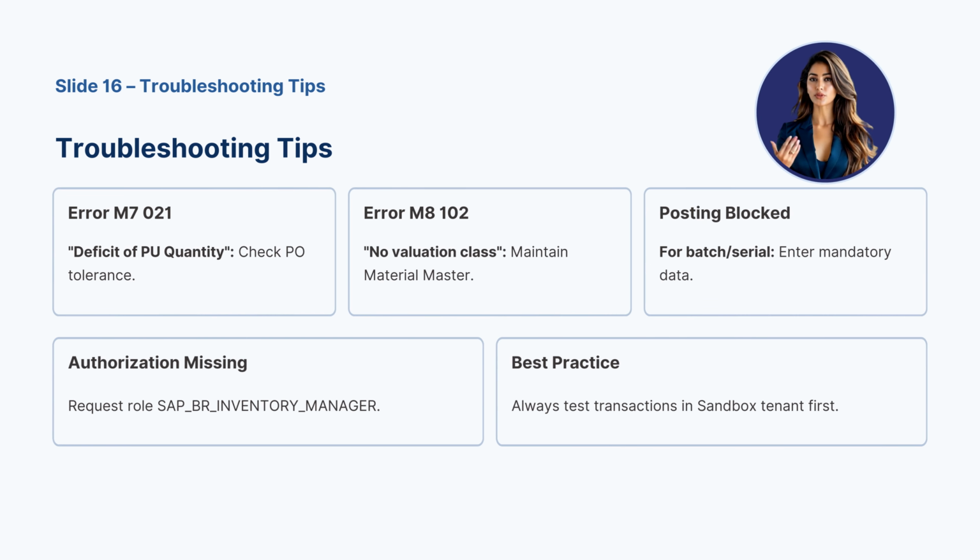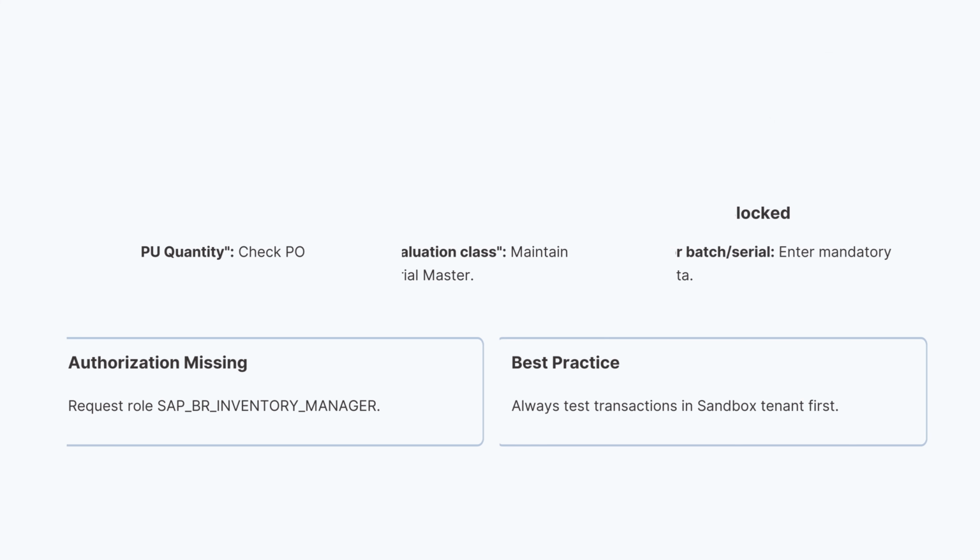Troubleshooting tips. Common errors include deficit of PO quantity, missing valuation class, or unassigned batch or serial data. Another frequent issue is missing authorization for the inventory manager role. If such errors occur, review the log messages, correct the master data, and retry the posting. Thorough testing ensures seamless project go-live.